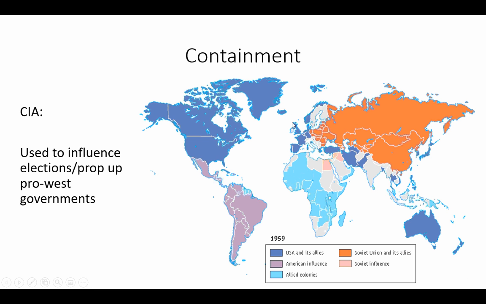As these two alliance systems were created, containment continued to be a policy that was practiced by the United States. And the CIA, right, the Central Intelligence Agency, or wait, is that what the CIA stands for? Yes, it is. The CIA, the Central Intelligence Agency of the United States, was used to influence elections and to prop up pro-Western governments in countries that did not pick either side. So if you see this purple region here, the purple region was not a part of the USA and its allies. However, the United States had a lot of influence over this region.